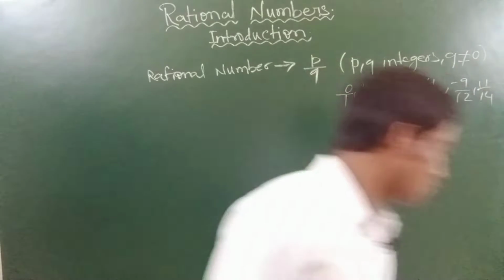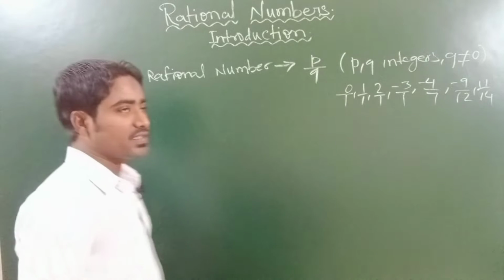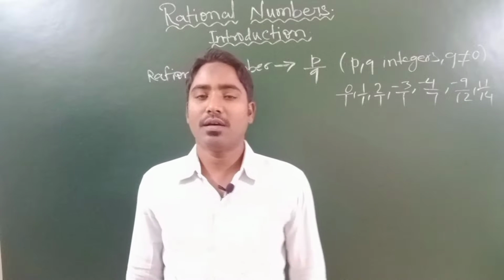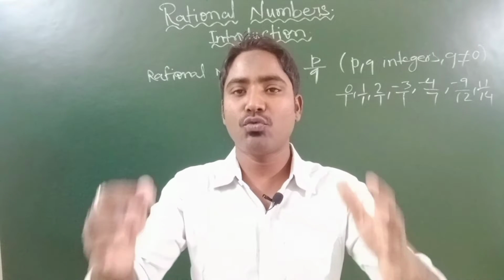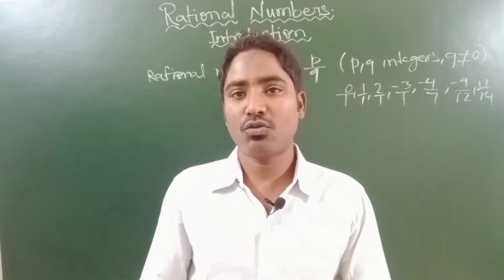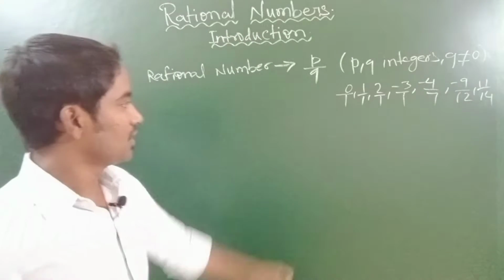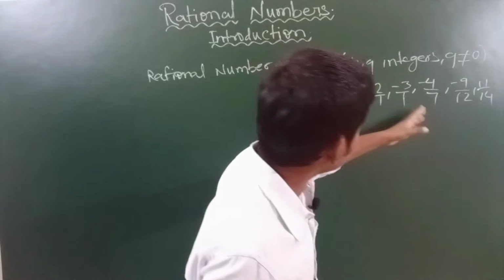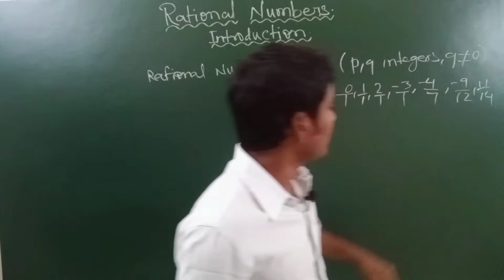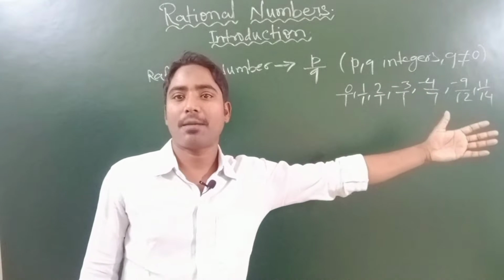Now the next topic is equivalent rational numbers. Rational numbers and fractional numbers are similar to a very large extent. Both are almost the same, meaning there are many similarities between them. Like see, these all are fractional numbers. If you see 2 upon 1, 1 upon 1, or 11 upon 14, these are rational numbers and fractional numbers, but still they are rational numbers also.